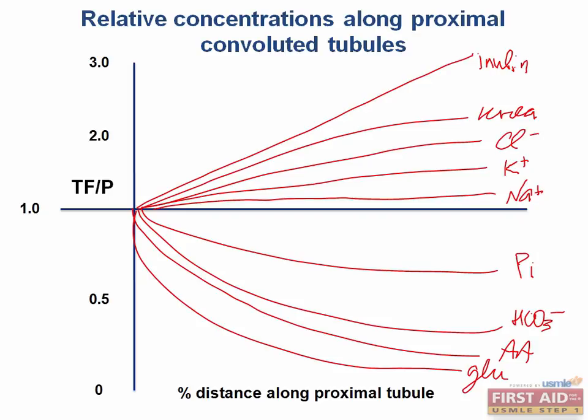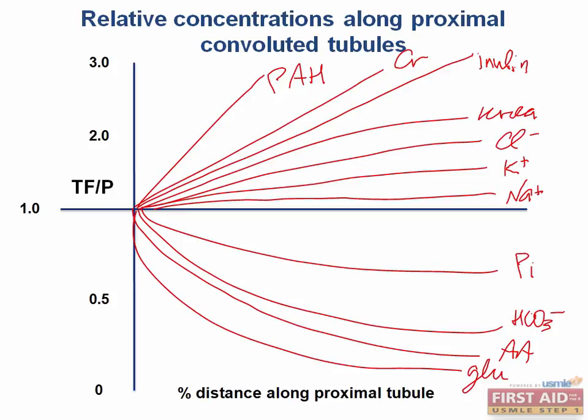Second, the tubular fluid to plasma ratio can tell you how quickly something is being absorbed relative to water. For example, glucose and amino acids are reabsorbed very quickly in the proximal tubule and much faster than water, so they are completely reabsorbed by the end of the proximal tubule. On the other hand, chloride is reabsorbed slower than water in the proximal tubule, which makes sense since there are other anions such as phosphate and bicarb that are also being reabsorbed. Molecules like creatinine and PAH are secreted, so their TF over P ratio is above that of inulin.